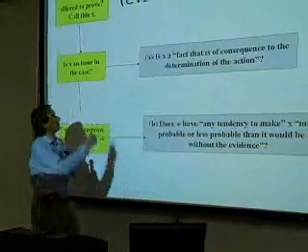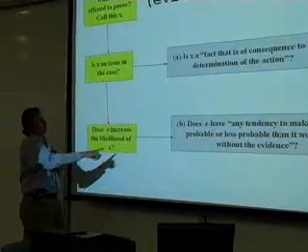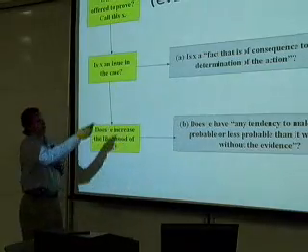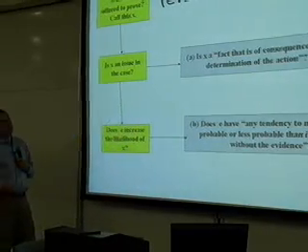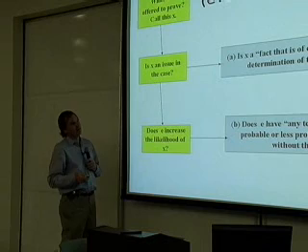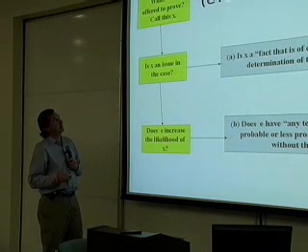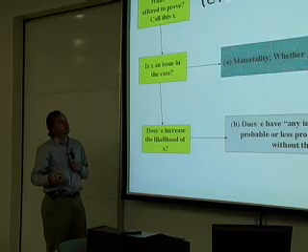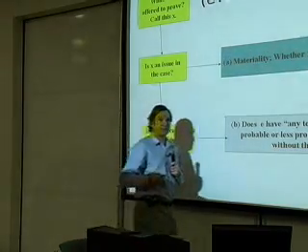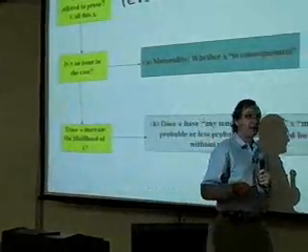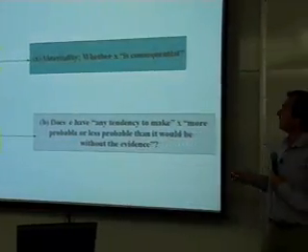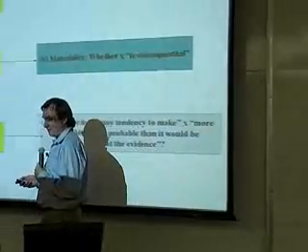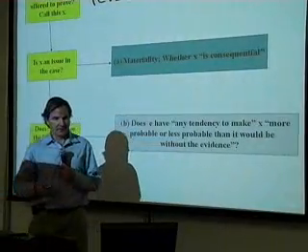Now, I introduced this structure yesterday, but you see here how it maps nicely onto 401. This first part, A: is X a fact that is of consequence to the determination of the action? Another way of saying this is, does X matter? That's a good mnemonic for remembering that this is the materiality aspect of relevance, whether X is consequential, whether X matters or not to an issue in the case.